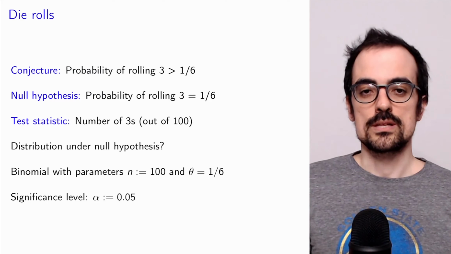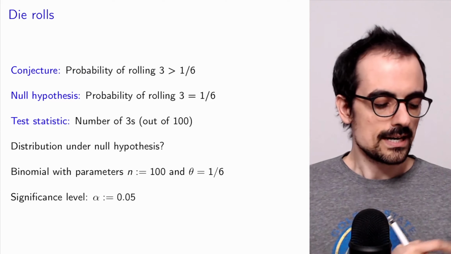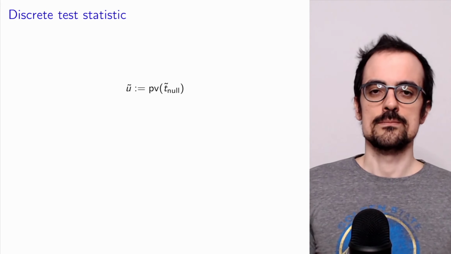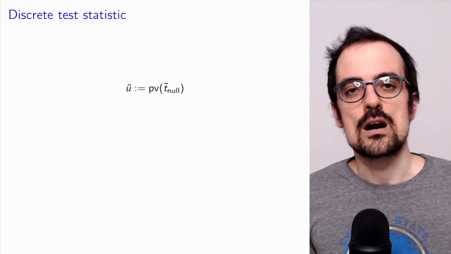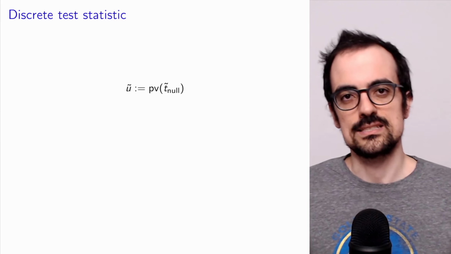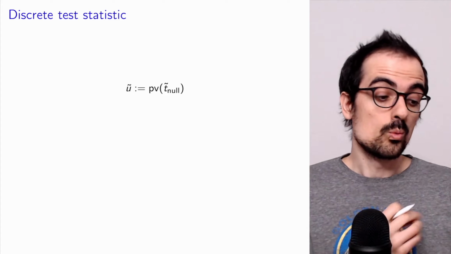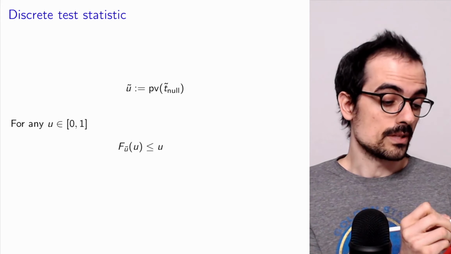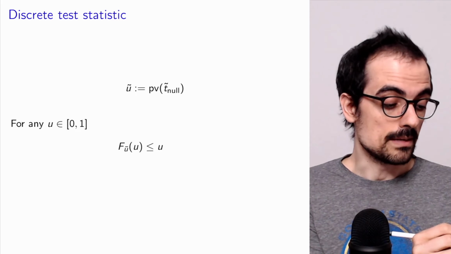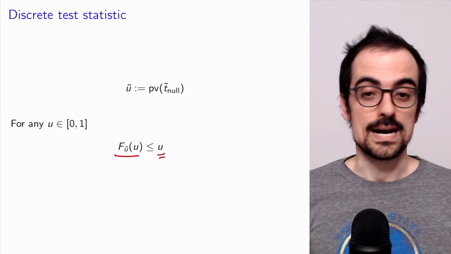The significance level here was also set to 0.05, and if you remember, we did not reject the null hypothesis. A very similar argument to the one we just used to analyze the p-value when the test statistic is continuous would yield that for discrete test statistics, the CDF of the p-value is actually bounded by u.